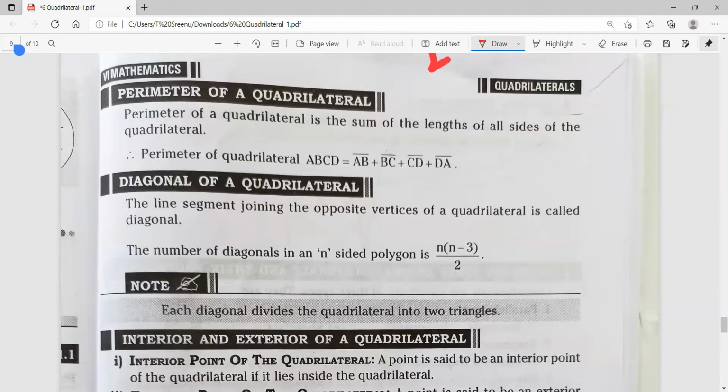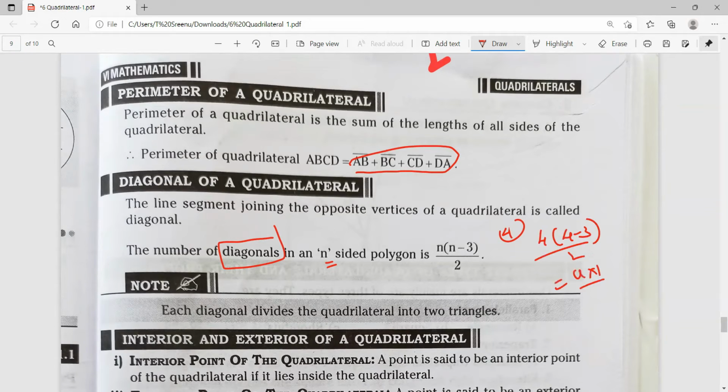Next, perimeter of a quadrilateral. Generally, the perimeter of a closed figure is nothing but the sum of all the sides. What are the four sides? AB plus BC plus CD plus DA. Then diagonals of a quadrilateral. The number of diagonals for an n-sided polygon is n(n minus 3)/2. If it is four-sided, 4 into (4 minus 3) by 2 is 4 into 1 by 2, which gives 2. Suppose it is a five-sided figure: 5 into (5 minus 3) by 2, 5 into 2 by 2. How many diagonals will we get? 5 diagonals.